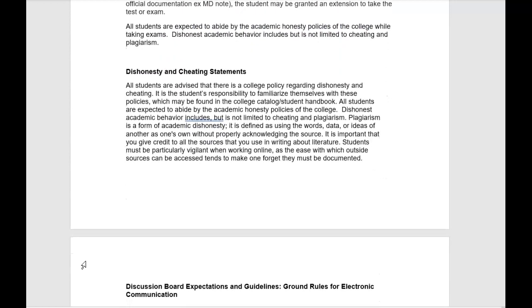Of course, dishonesty and cheating is not allowed. And it really doesn't help anybody. It doesn't help you get ready for the licensure exam, which is coming quick. It won't be tolerated by the department and the program.